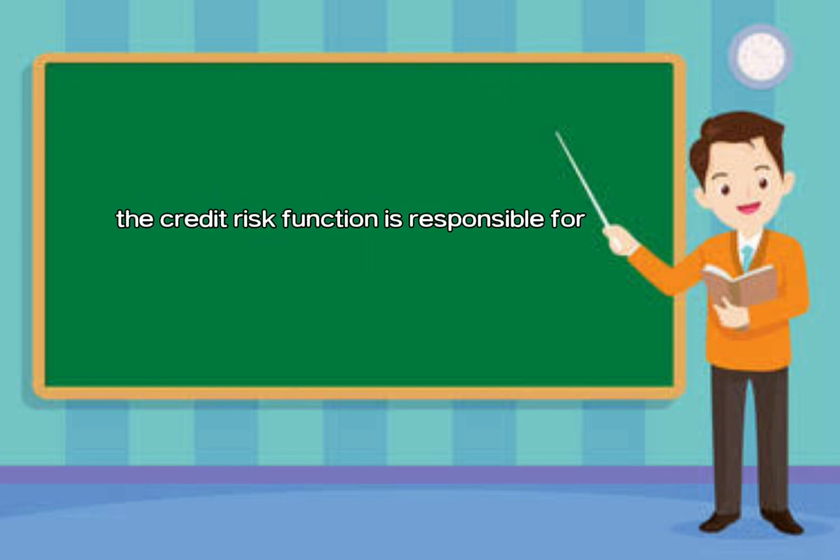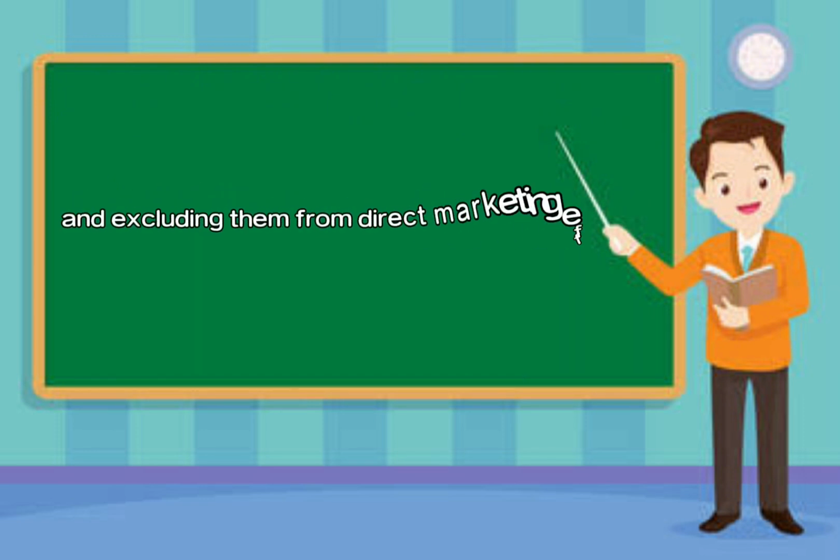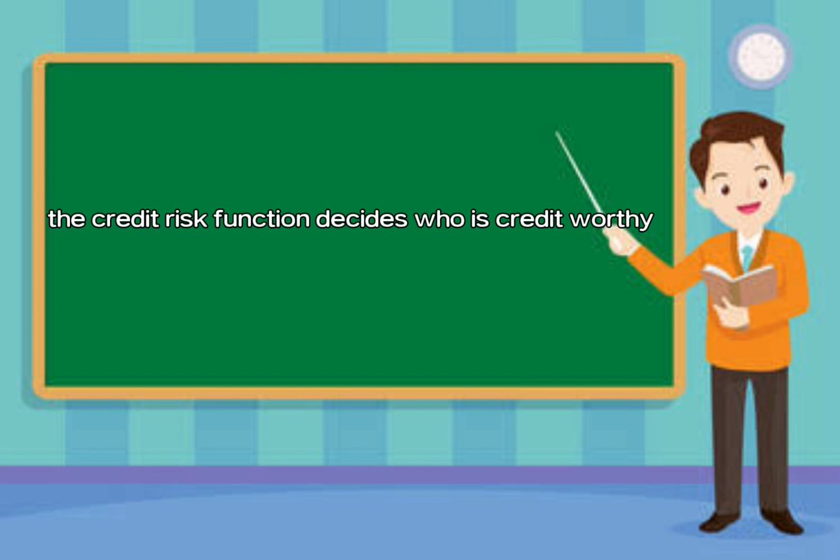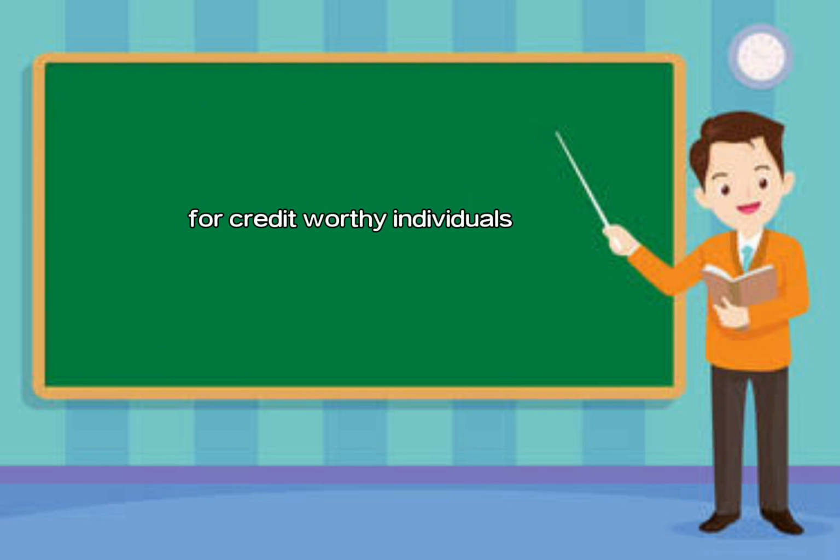The credit risk function is responsible for evaluating individual customer profiles to make decisions about their creditworthiness and potential contribution to profit. This involves working with the marketing team to identify potentially uncreditworthy individuals and excluding them from direct marketing efforts. During customer acquisition, the credit risk function decides who is creditworthy based on credit scoring or judgmental decision rules. For creditworthy individuals, the credit risk function determines specific credit terms, such as interest rates. Throughout the account management phase, they regularly review business terms, including monthly credit limit assessments.